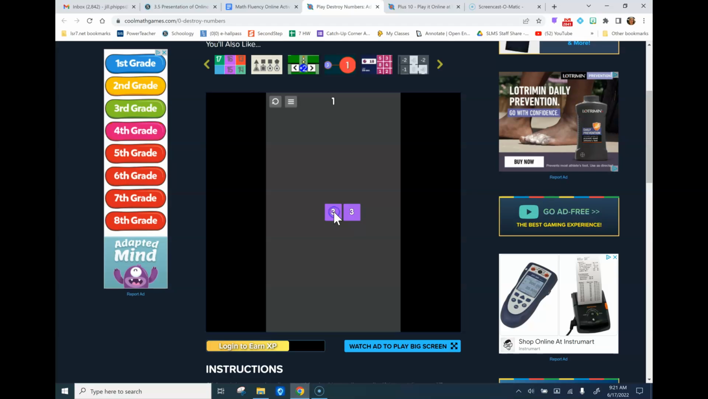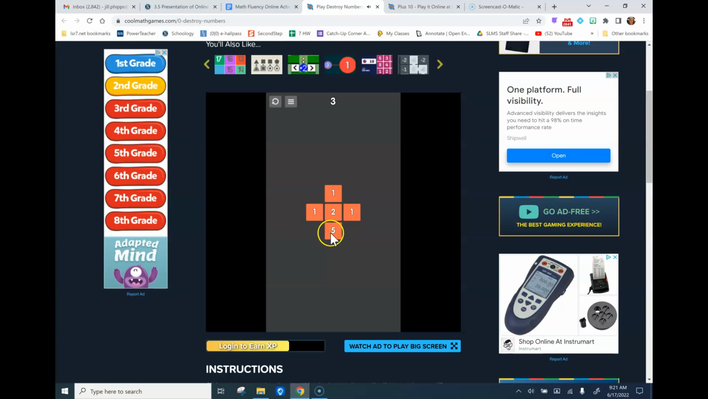So 1 plus 2 is 3, and then these two go away. Now you're to level 2. So now you have to think, okay, if I move these two together, I can't do anything with the 2 and the 4. So I have to first move the 2 up to the 1, and then I have to go 1 plus 3, and then I go 4 plus 4.